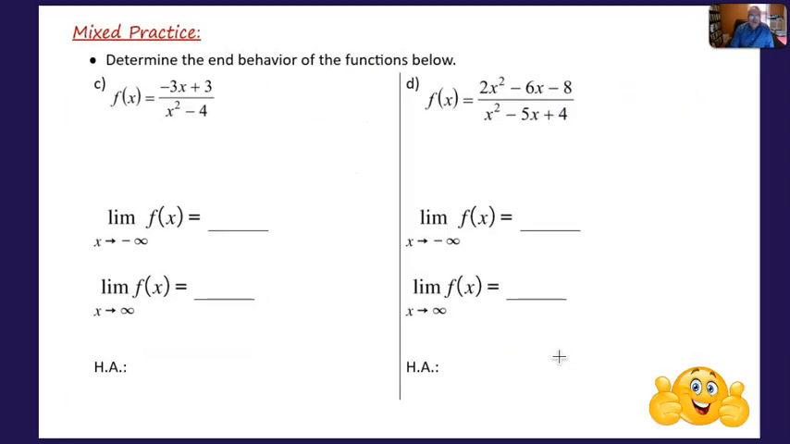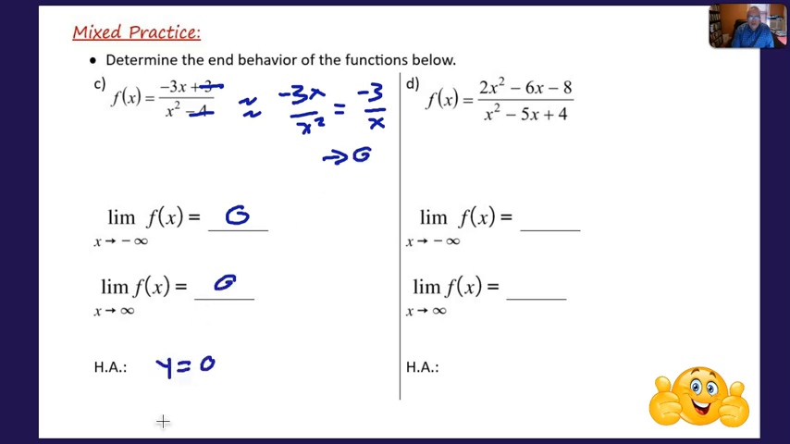Okay. On this one, 2 more. So when we cancel those terms, we're left with the function is about 3x over x squared, which is negative 3 over x. Okay, as x gets large, the denominator gets big, and this goes to 0. So on the left, it's approaching 0. On the right, it's approaching 0, which means the horizontal asymptote is y equals 0.